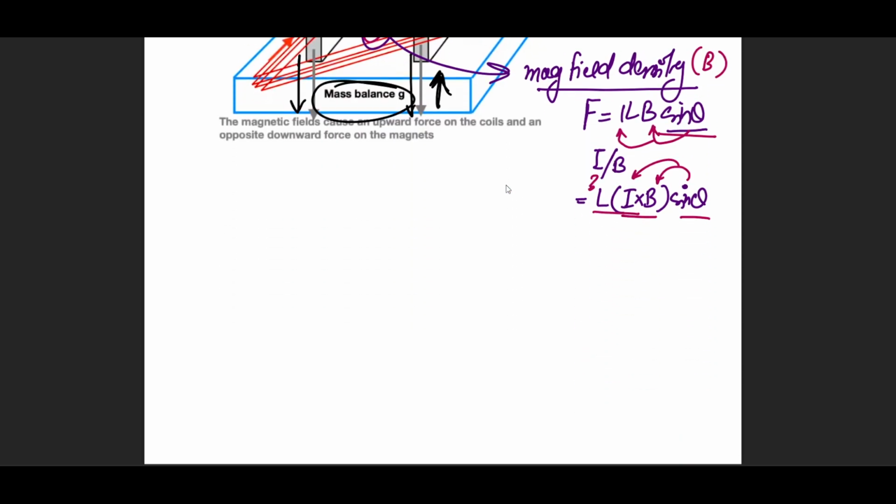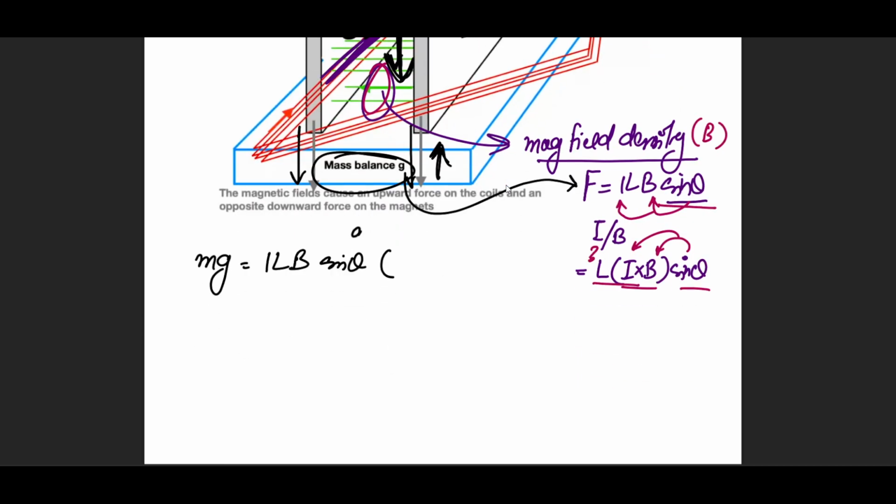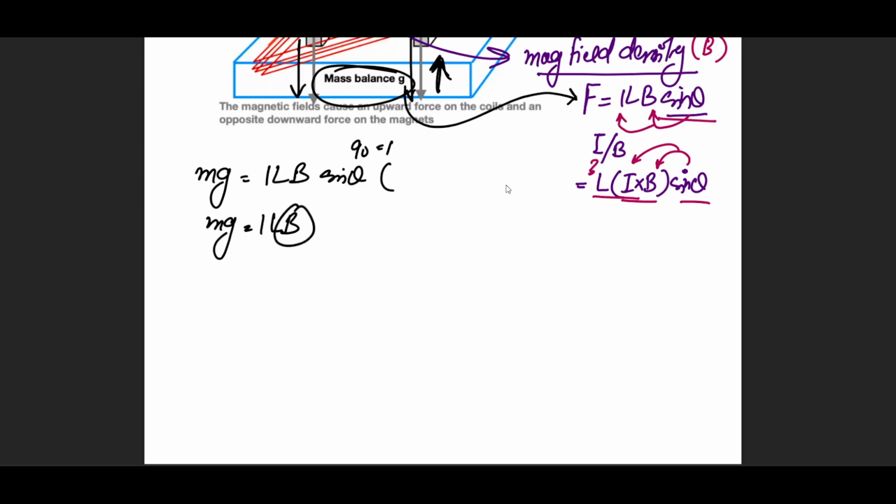So from here, we pick out the force exerted on the system. What do we equate this to? This is going to become the weight. So mg is equal to ILB sine theta. Now we are assuming that they are at 90 degrees to each other, the magnetic field and the current. So sine 90 is 1. We want to find out the value of B because this is what we don't know. So we make B the subject of the formula and we get B equals mg divided by IL.